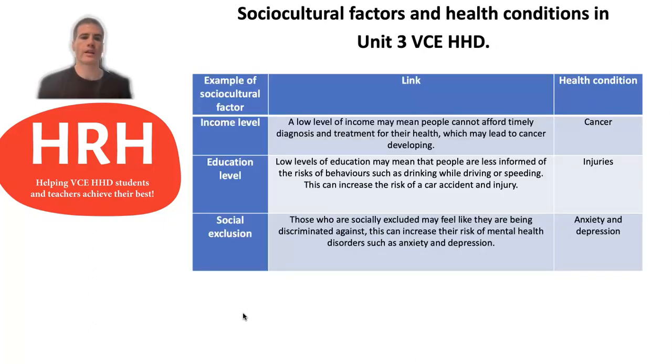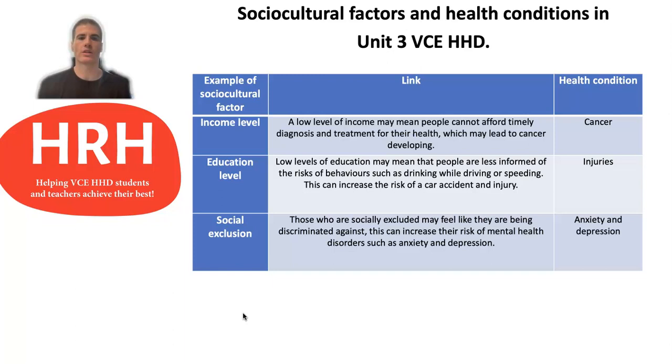So you can see here that I've taken a couple of those examples. For example, income level, which is part of socioeconomic status, or education level. And I've shown you how you could make a link between this and a particular health condition. So for income level, you could talk about if an individual or group has low levels of income, that might mean they're not able to afford timely diagnosis and treatment for their health, and that could lead to a condition such as cancer developing. And so that would demonstrate that you understand how low levels of income could contribute to a health condition.